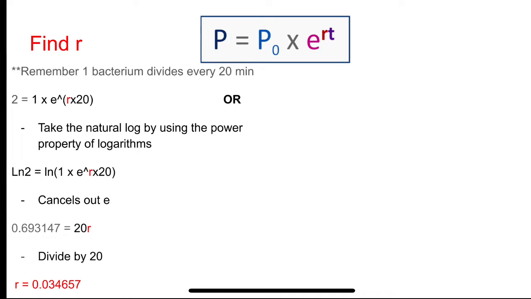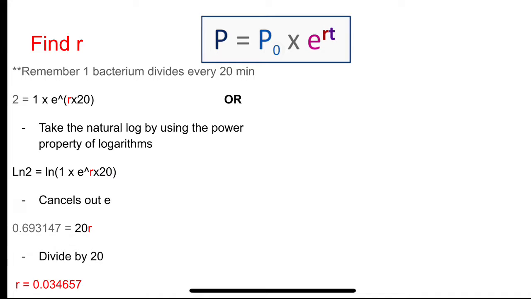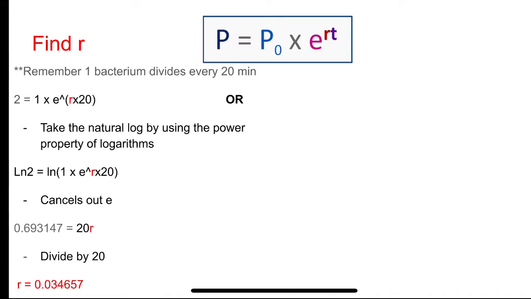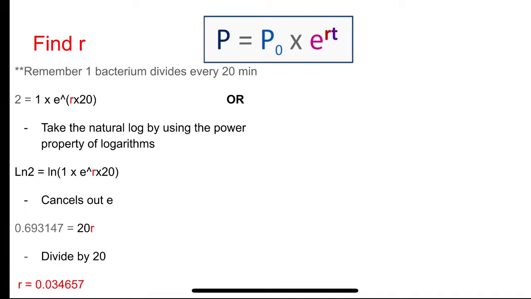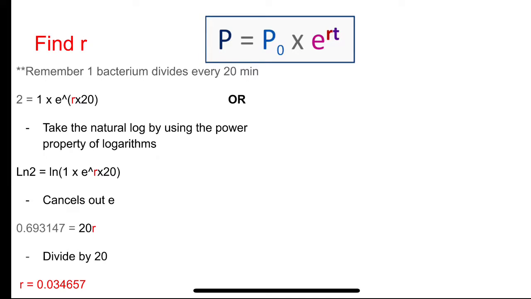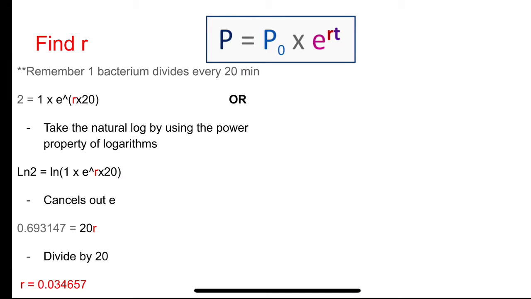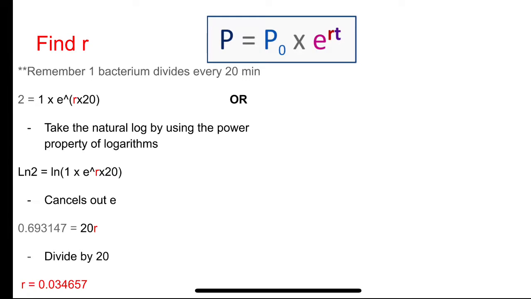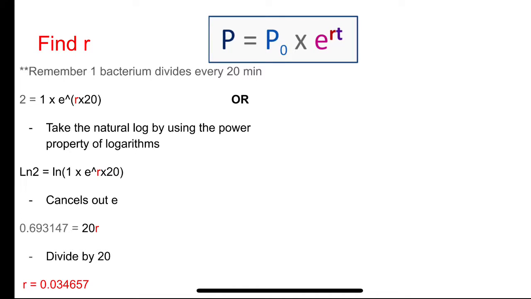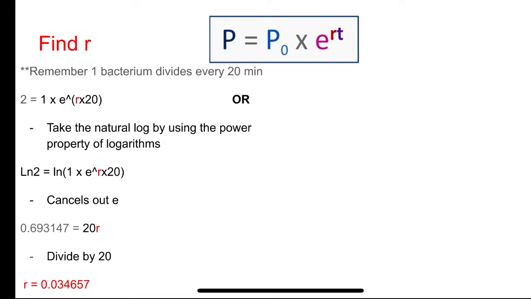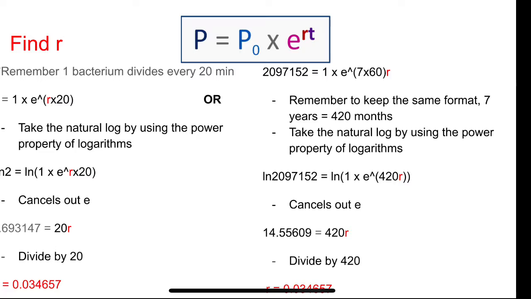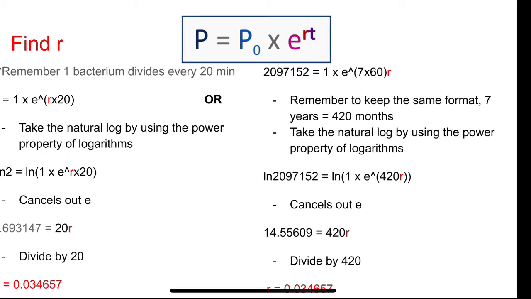Once those numbers are plugged into the equation, we know that in order to get rid of the e on the right side, we must take the natural log by using the power property of logarithms. This then cancels out the e on the right side, but leaves the natural log on the left side. Using our calculator, we can find out what the natural log of 2 is, and then divide it by the 20 that is left on the other side. We then find that r equals 0.034657.